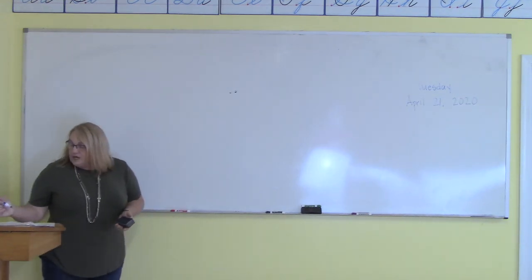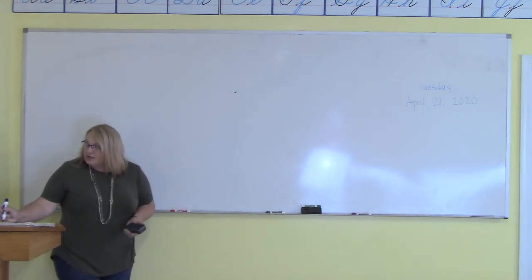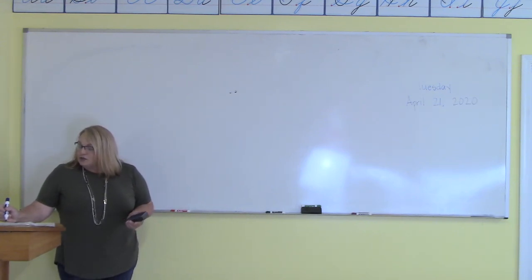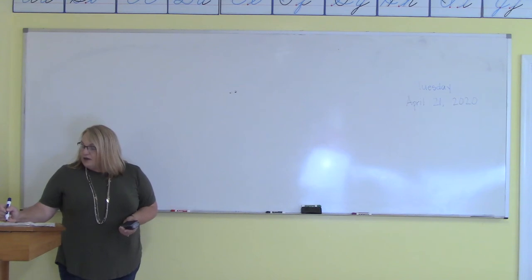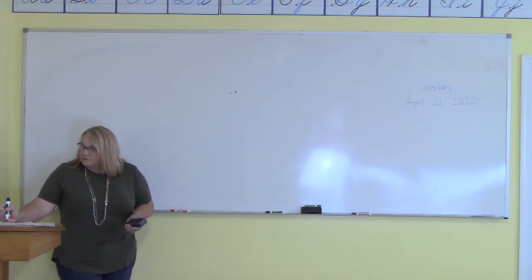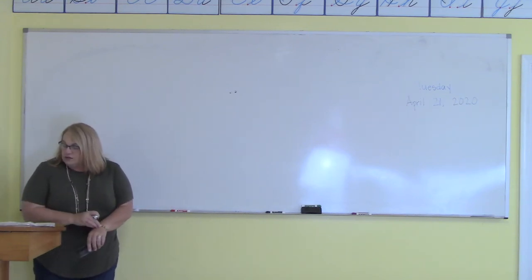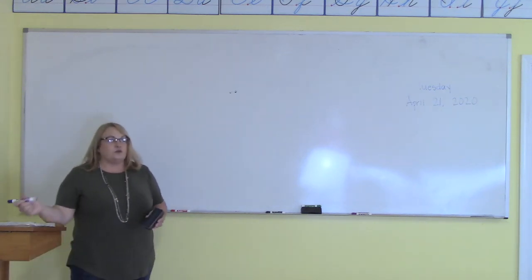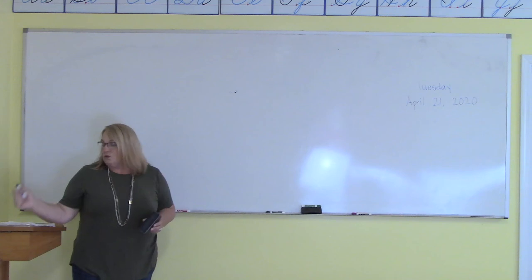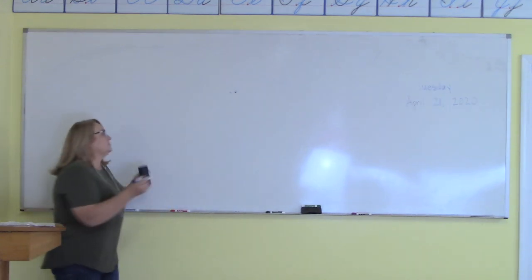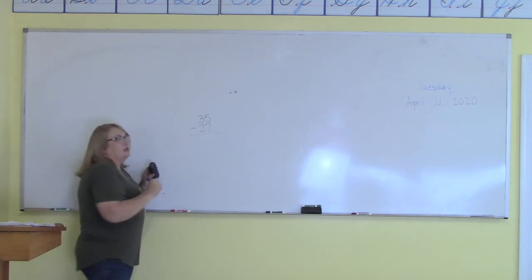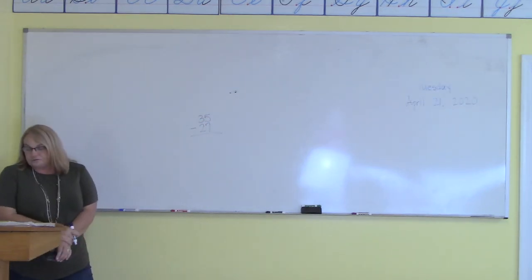Number 3B, Jackie weighs 27 kilograms and her brother weighs 35 kilograms. How much less does Jackie weigh than her brother? How are we going to figure this out? Our key words are how much less. When you see how much less or how much more, that tells us that we are going to subtract something. So we're going to subtract 35 minus 27.